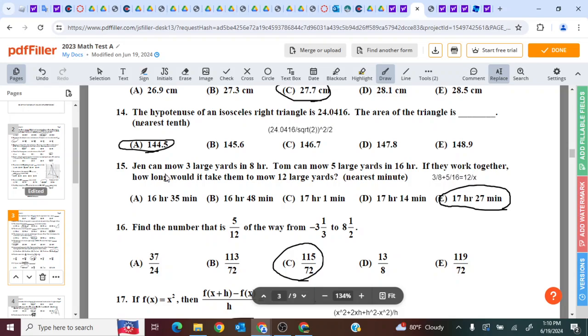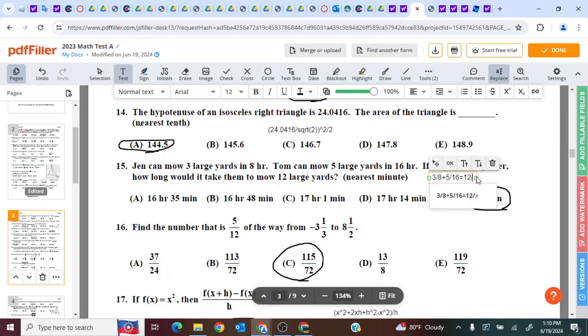Okay, Jen can mow 3 yards in 8 hours. Tom can mow 5 yards in 16 hours. If they work together, how long would it take them to mow 12 yards? I'll change this equation to something that's easier to explain. I'll simply multiply each side by x and then explain it from there.